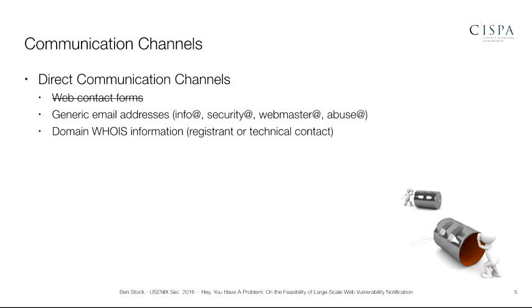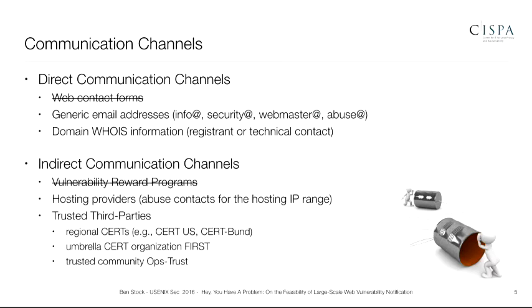So next to directly trying to talk to these people, we can also involve intermediaries. And one of the most well-studied intermediaries there is are vulnerability reward programs. There have been papers also presented here at USENIX that really show that these work quite well for all those companies that take part in these VRP programs. However, this goes back to the same problem with the web contact forms. Not everybody is a member, and obviously not all the top 1 million sites can be reached this way.